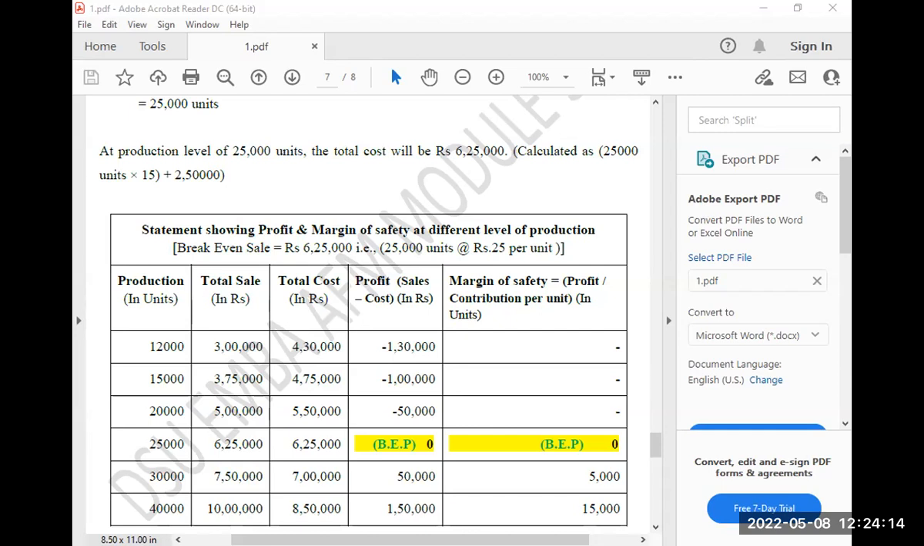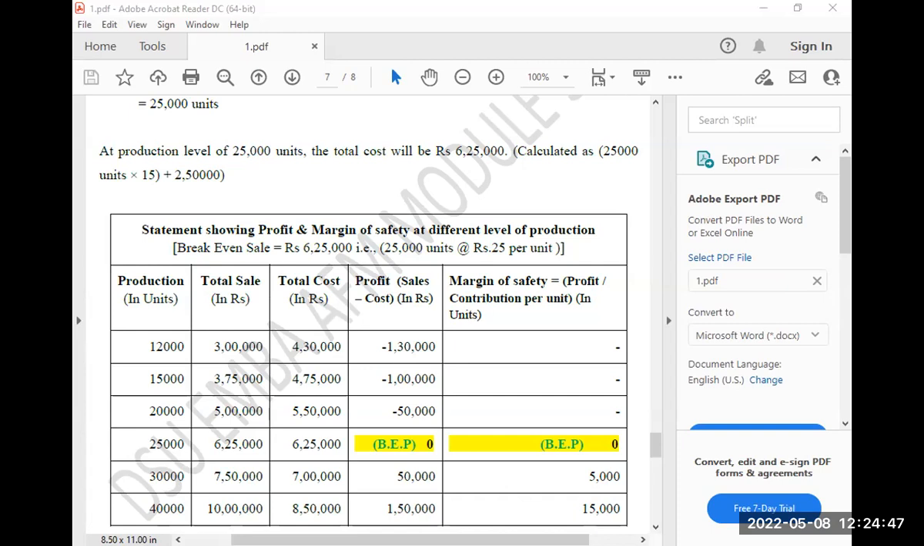How do you find out break-even point? Fixed cost by PV ratio. Margin of safety is profit by PV ratio. What was the profit expected in the second case? 90,000 divided by PV ratio. What is PV ratio? PV ratio won't change, 0.5. So 90,000 divided by 0.5 is equal to 1,80,000.